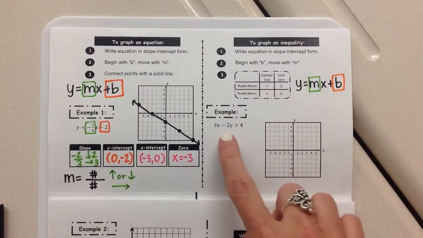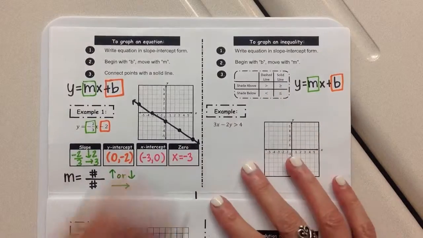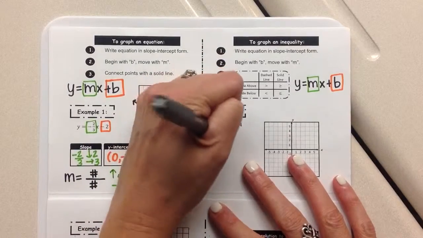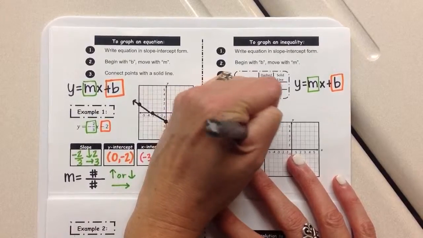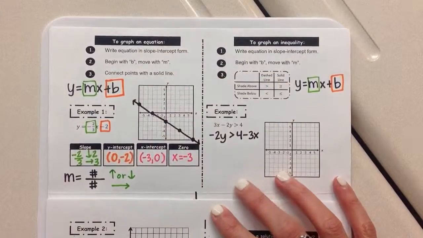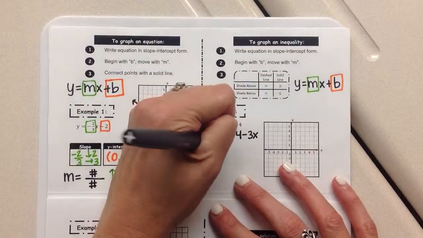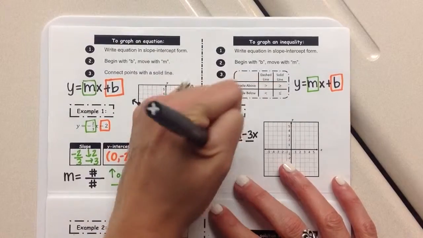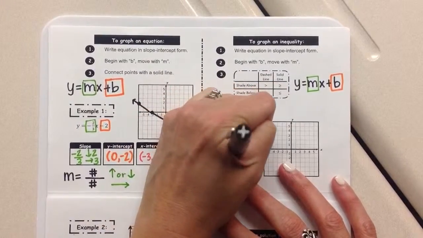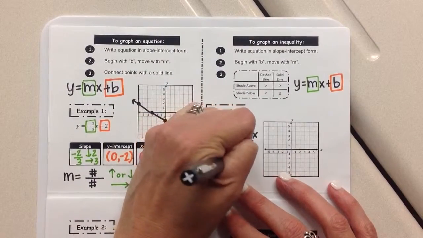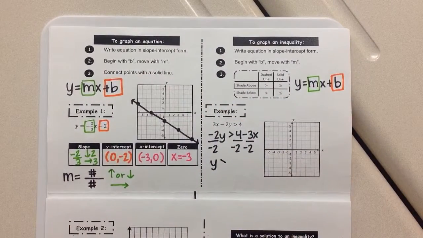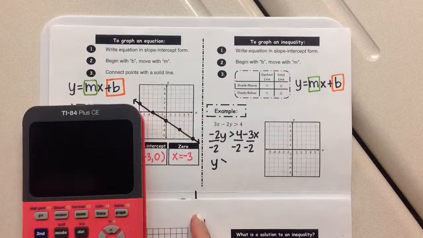So here, this is not in y equals mx plus b format, so we've got to do that. We're going to subtract 3x from both sides. So I'm going to get negative 2y is greater than 4 minus 3x. And then I want to divide because I want to get 1y. So I'm going to divide by negative 2 all the way across. And I'm going to get y, 1y. Now I want to wait. I already started to draw my greater than sign, so I want to wait because now I've got to do my divisions.